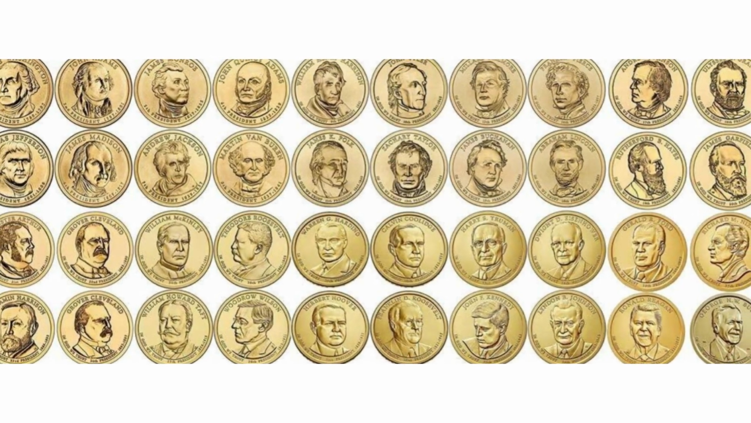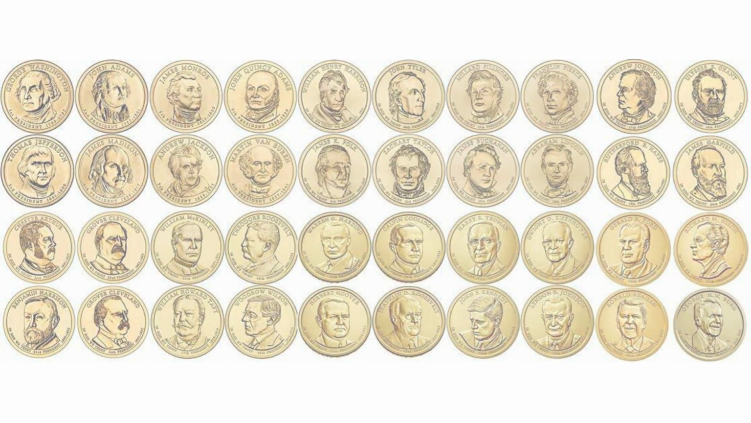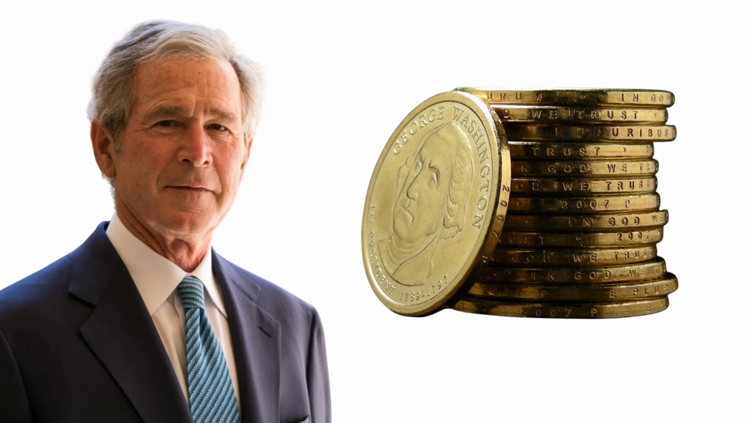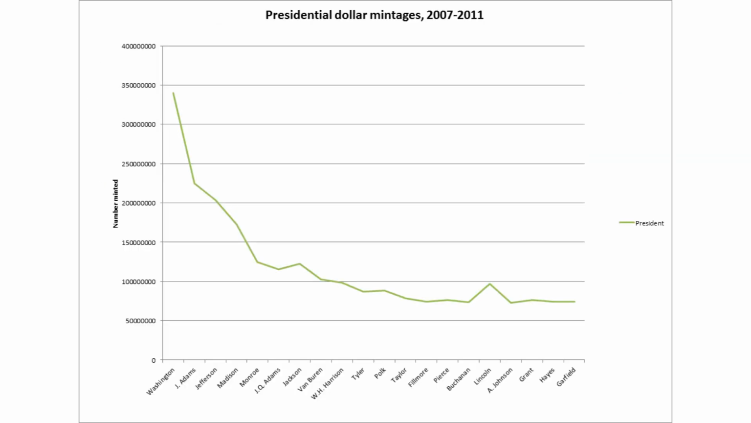But I'm sure you're thinking about the presidential dollar series. It began in 2007 after George W. Bush signed the program into law in 2005. 4 presidents were released each year in order, the first being George Washington in 2007. The coins used edge lettering, which is like writing on the side of the coin, for the first time since 1933. Like the Sacagawea dollar before it, the series failed to gain traction, and circulation issues ended in 2011, though collector pieces continued being released for the rest of the presidents.